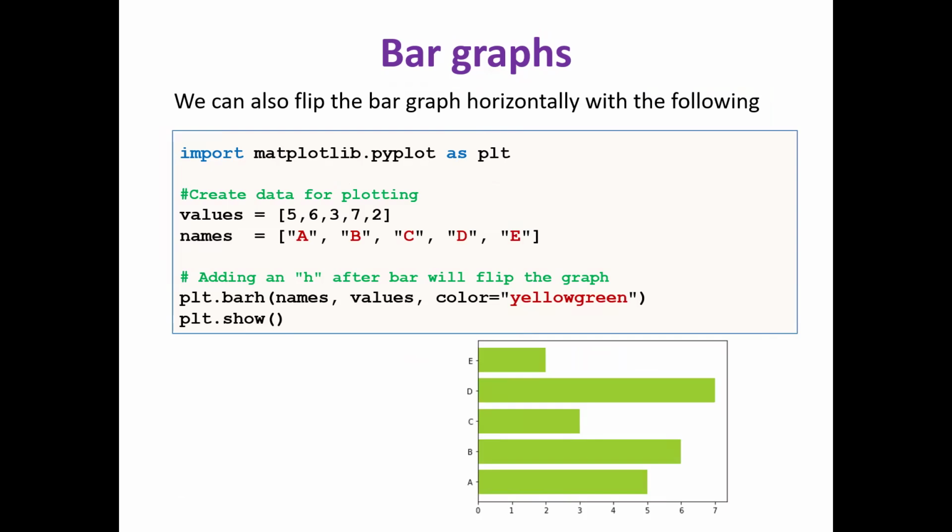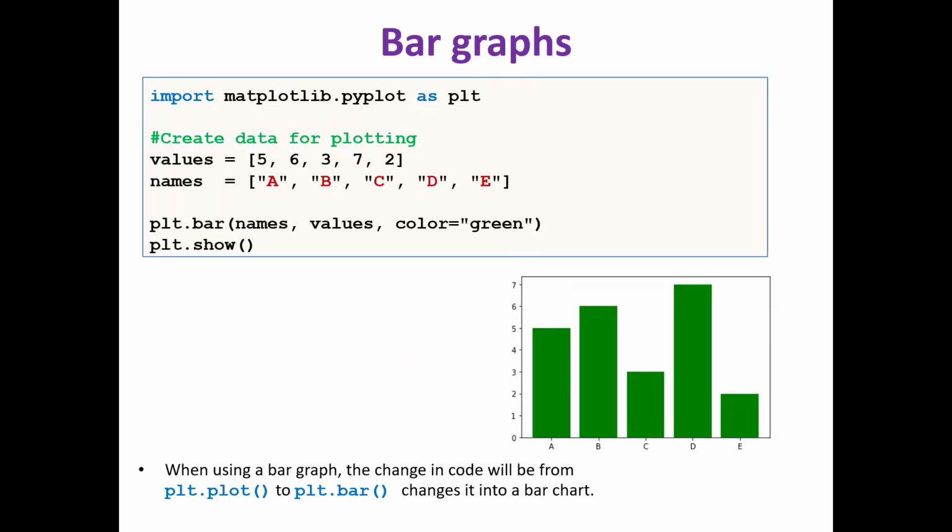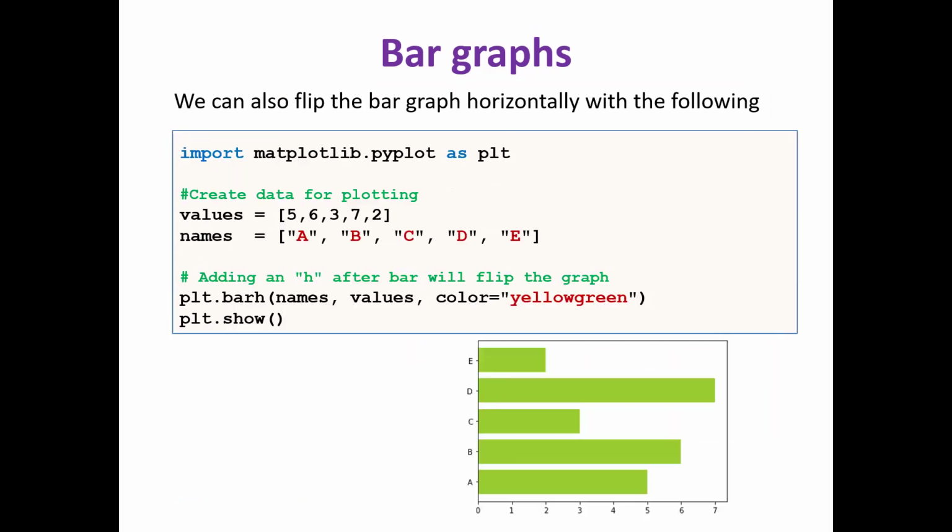Next is bar horizontal. Normally, a bar we draw in vertical fashion. If you want to have bars in a horizontal way, then we can make use of barh. Very simple, very similar command to bar. The only difference is bar means vertical, barh means horizontal.